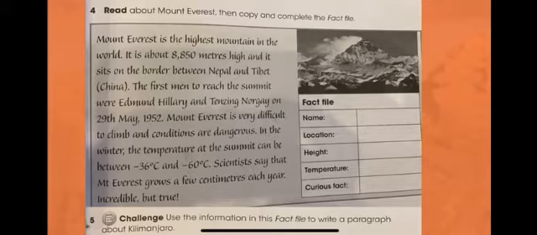In the winter, the temperature at the summit can be between minus 36 degrees Celsius, oh, it's freezing, and minus 60 degrees Celsius. Scientists say that Mount Everest grows a few centimeters every year. Incredible but true. So that's a very curious fact. Fine. So now you have to complete this fact file.